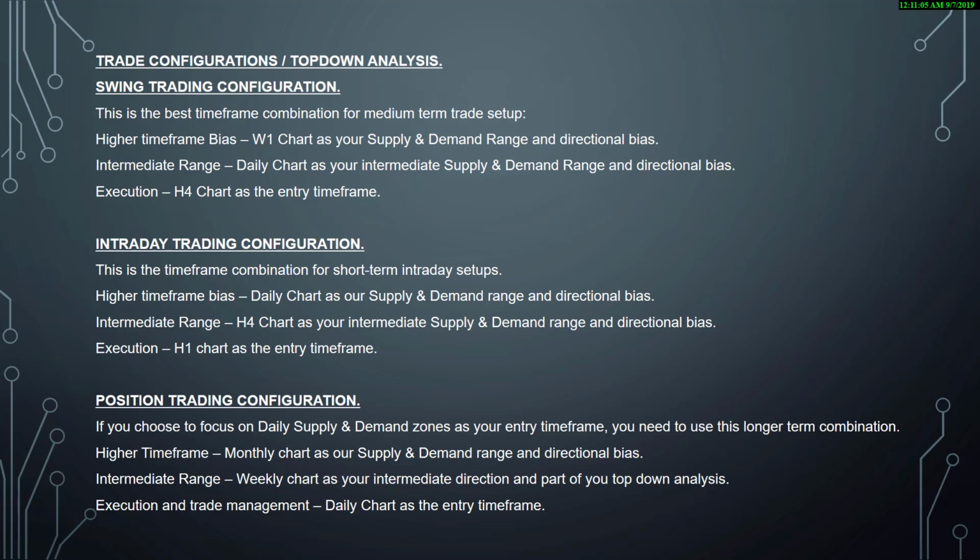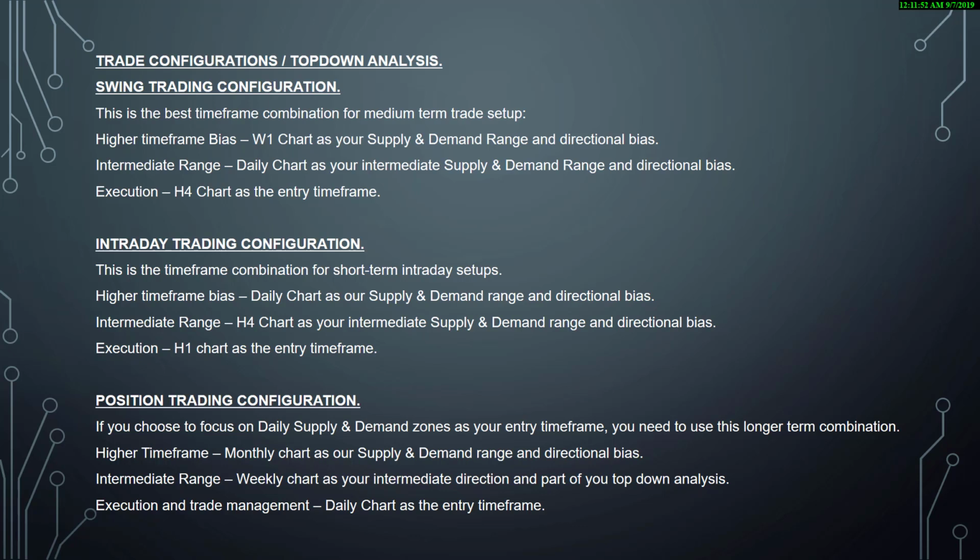So trade configuration, top-down analysis. If you are swing trading, this is the configuration that I advise people to use. This is the best time frame combination for medium-term trade setups. Your higher time frame bias will be based on a weekly chart as your supply and demand range and directional bias. Your intermediate range is on the daily chart as your intermediate supply and demand range and trade bias. Your execution is going to be on the H4, right? That means your entry points are going to be based on the H4 time frame.